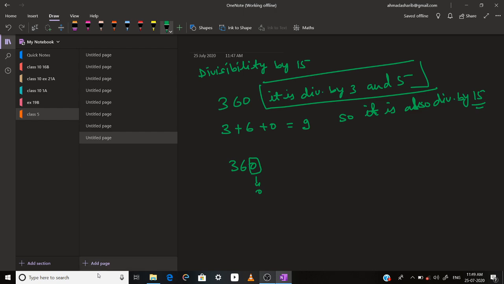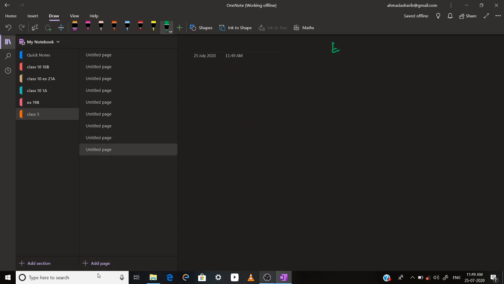Now exercise 7D. Let's discuss exercise 7D. This was just the explanation, now I will discuss the questions. In question 1 part A, you have to check divisibility by 5. The number is 5695. So we have to check divisibility by 5.